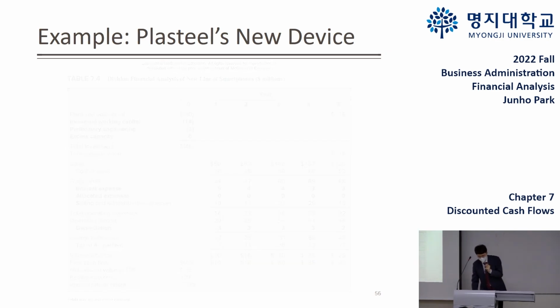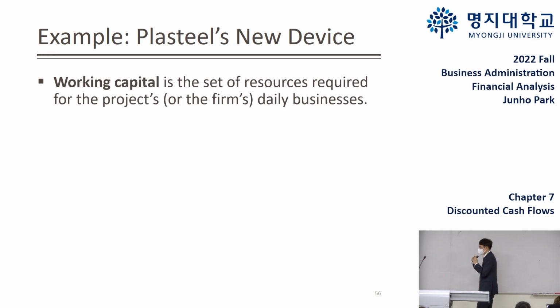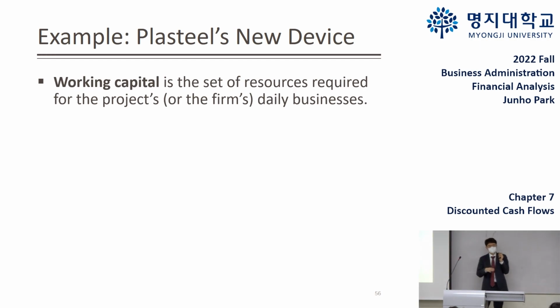First, let's think about the working capital. The working capital is the set of resources required for the project or the firm's project on its daily businesses. So, for example, we often observe that a firm has cash and cash equivalents, accounts receivable, accounts payable, and inventories. So they are all necessary and they are produced as a byproduct in your operation. Therefore, we can also imagine that for a small project, we are going to need some of them.